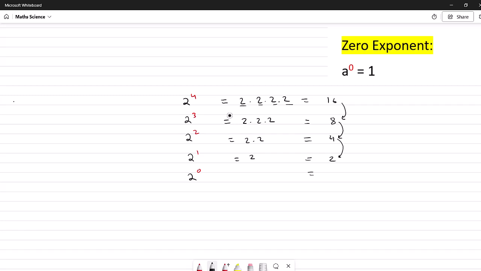Now finally for here, if we repeat this pattern, we're going to divide this by the base again. So we divide 2 by 2 and we get 1. So that's why 2 to the power of 0 equals 1. Okay, so that's the rule of 0. So any number except for 0 to the power of 0 equals 1.